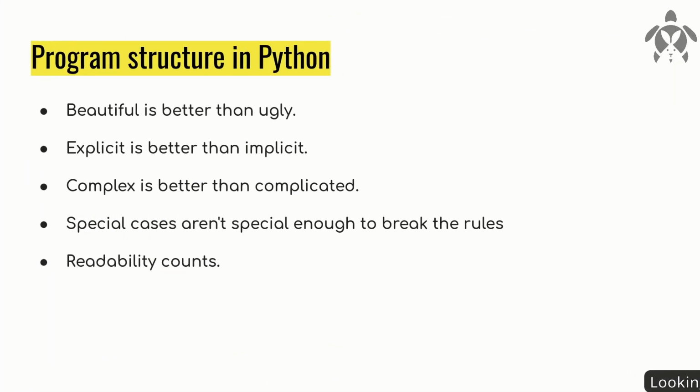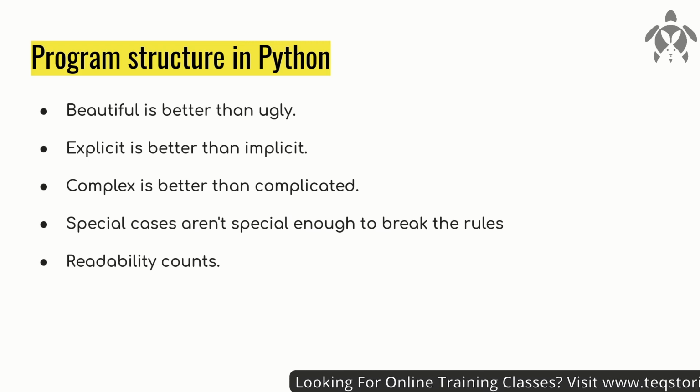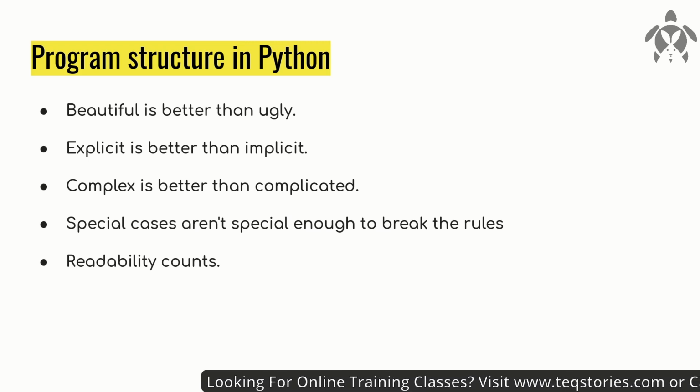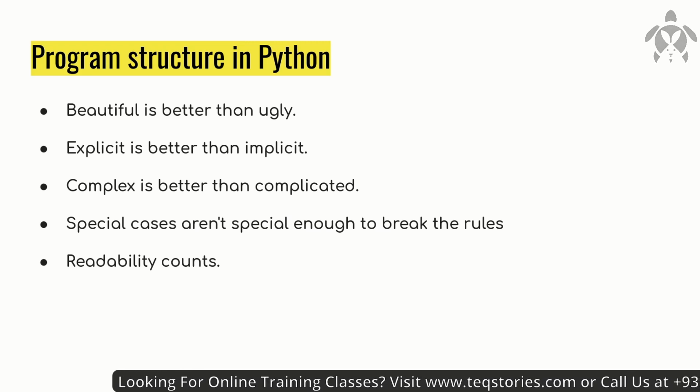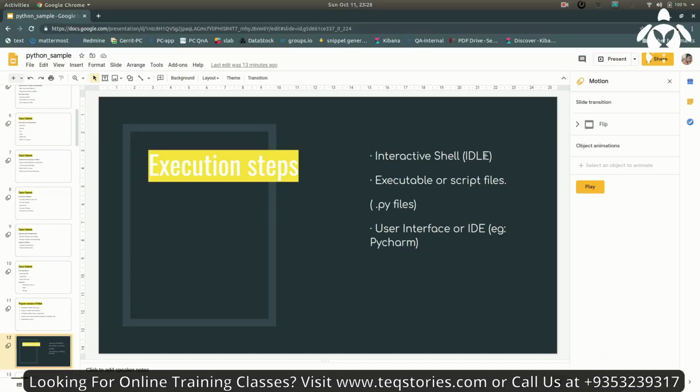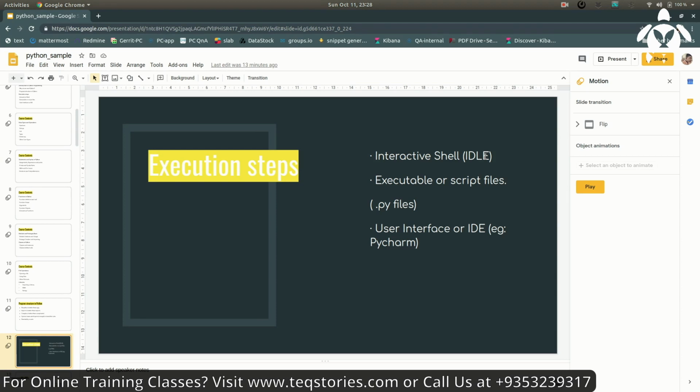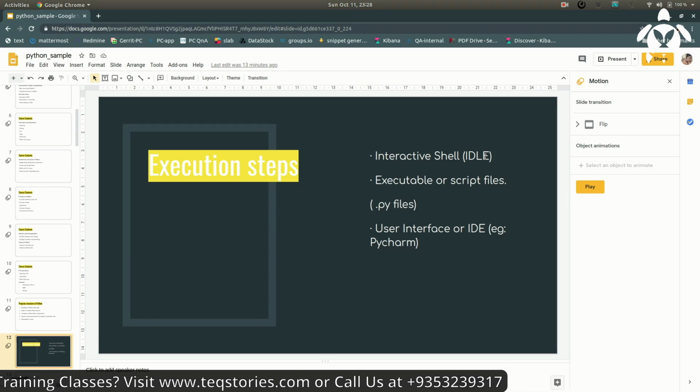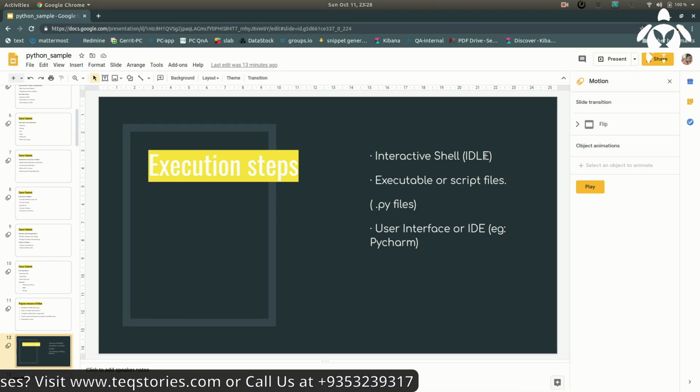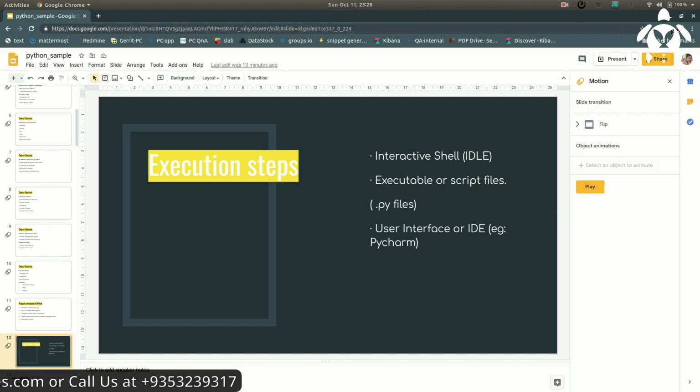So now, coming to the program structure of Python, it is beautiful, it is explicit, and it is much simpler than other programming languages. It is more readable than any other programming language out there. Now in this class we'll be looking at how to execute a script using an interactive shell, an executable script file, and a user interface. And for that, let us imagine that you have installed and set up Python successfully.